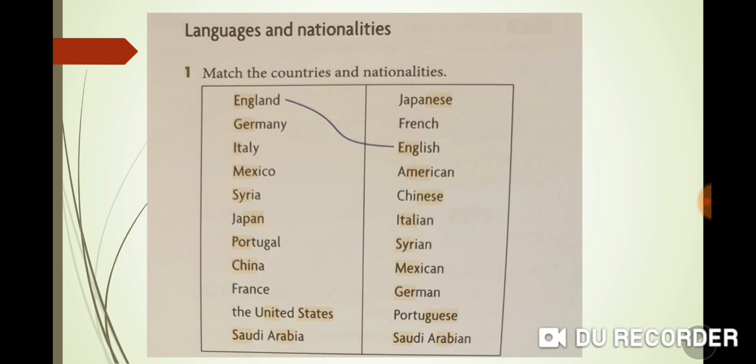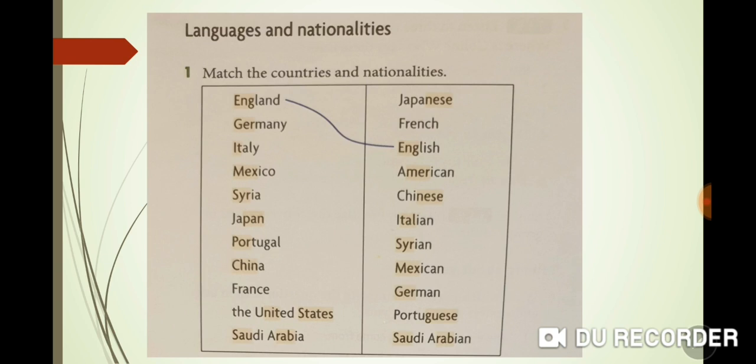Now we have languages and nationalities. كل دولة country بها nationality قومية و language معينة تتحدثها هاي الدولة. فعندنا much the countries and nationalities صل بين الدولة و القومية التابعة لها. Okay. First we have an example. England. إنجلترا. Nationality مالتها English. Okay. English man. The English people.